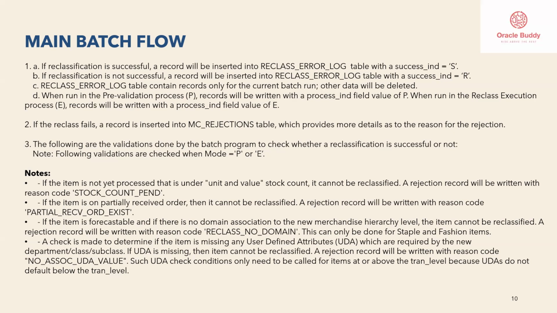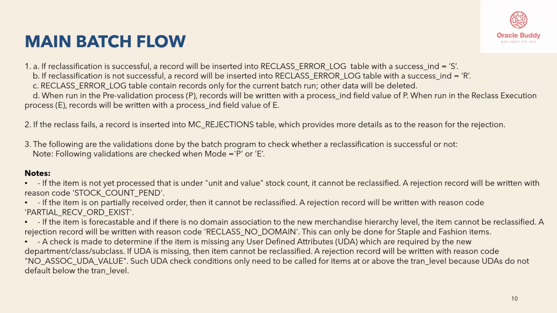If the item is forecastable and there is no domain associated with the new merchandise hierarchy level, the item cannot be reclassified. A rejection record will be written with RECLASS_NO_DOMAIN. This can only be done for staple and fashion items.